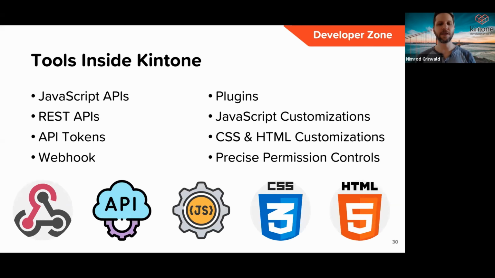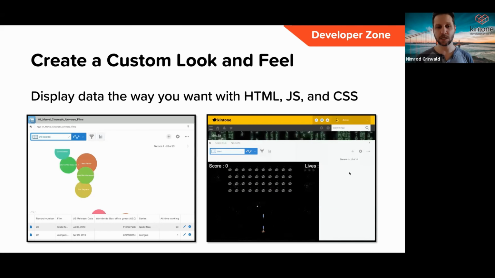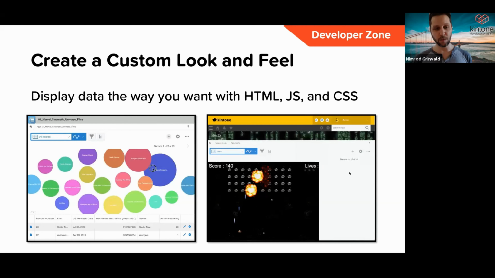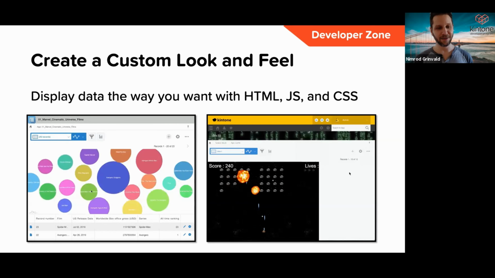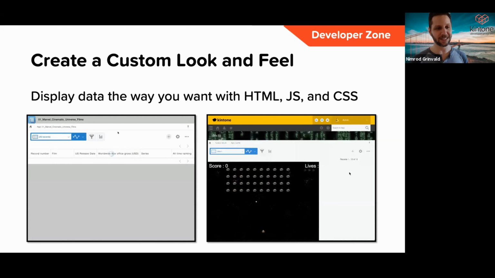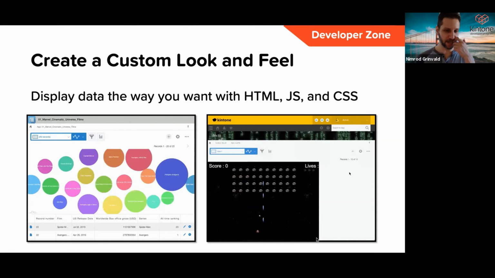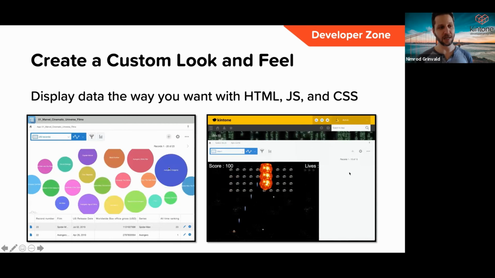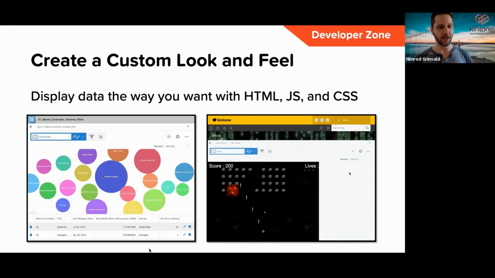Inside of Kintone, you've got a lot of different tools to make that happen. There's an open, freely available REST API and a JavaScript API. We've got API tokens and webhooks, plugins. You can customize the JavaScript, the HTML, the CSS, and have a lot of granularity with permission controls. So when we talk about a custom look and feel, we're really serious about that. Will has done a great little build here with Space Invaders. So this is on the right-hand side. You can play Space Invaders with Kintone. That's how flexible the platform is. And on the left-hand side, there's a data visualization over here called Bubble Cloud that you're seeing.